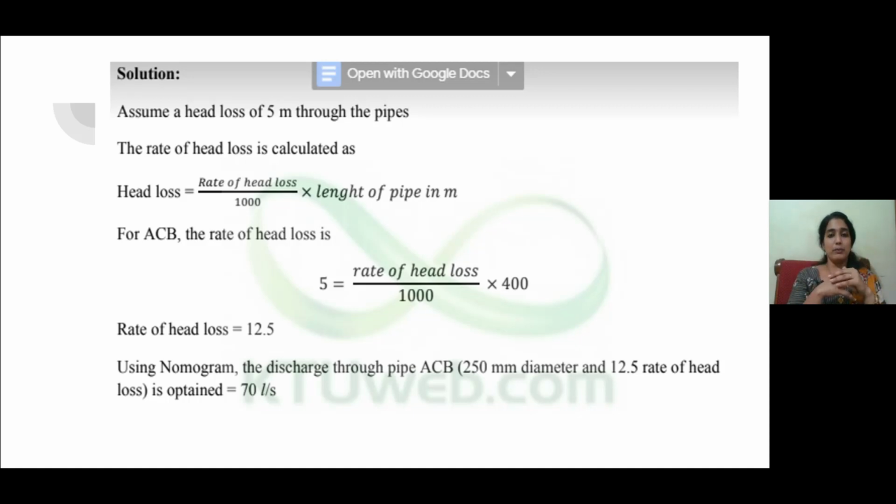Then by using the nomogram, we have the rate of head loss, that is 12.5, and the diameter of that pipeline is already given, that is 250 mm. Then we will get the discharge through that route from the nomogram. Connect the 250 mm diameter on the diameter scale and the 12.5 on the rate of head loss scale and extend it up to the discharge scale. Then we will get a discharge of 70 liters per second.